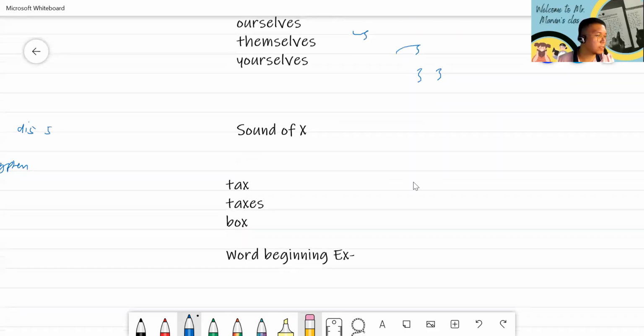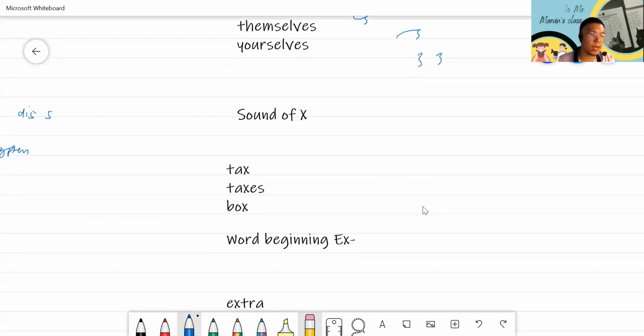The sounds of X. Most probably the sounds of X is represented by a slanted right and left S symbol. So most probably this is the S, right? That is the S symbol. Okay, but if you're talking about the X, it is a slanted one. Just like that.